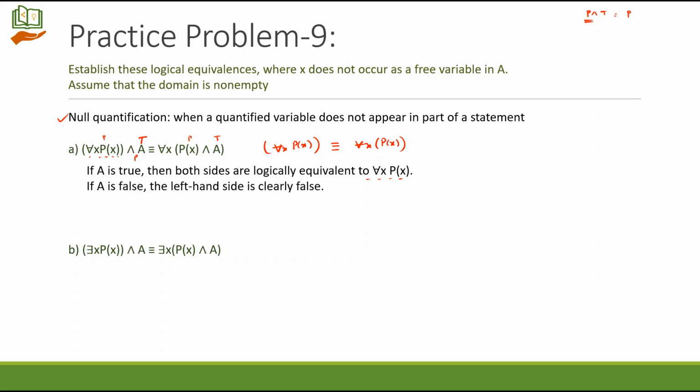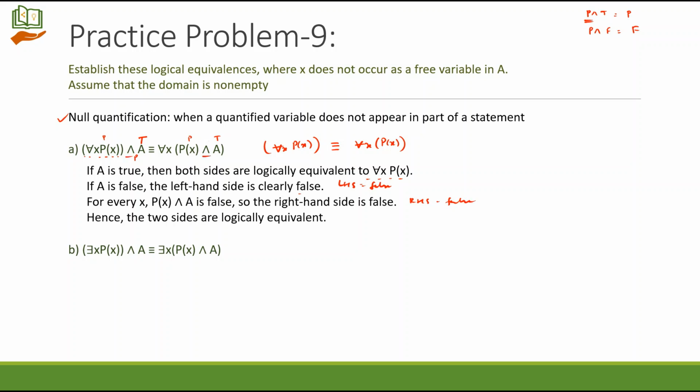If A is false, P and false will give you false definitely. The left hand side is clearly false. So definitely LHS is equal to false. For every X, P of X and A is false. So the right hand side is also false. RHS will also be equal to false because here it is a conjunction operation. Hence the two sides are logically equivalent.